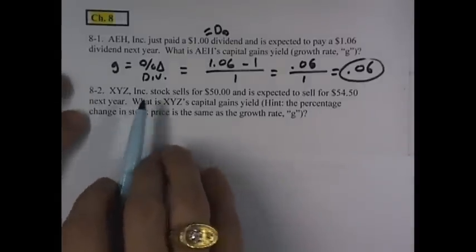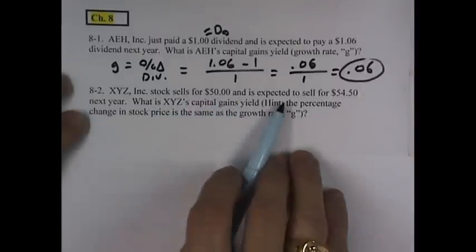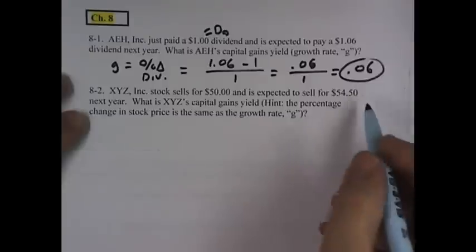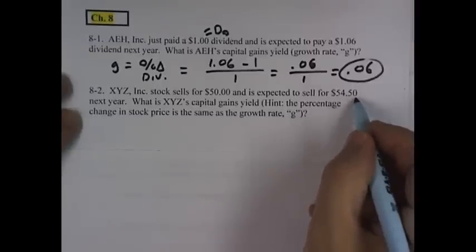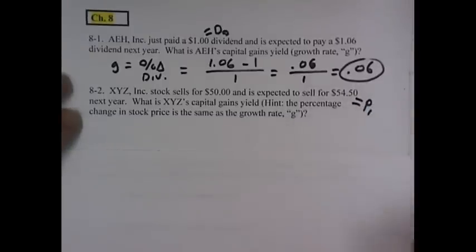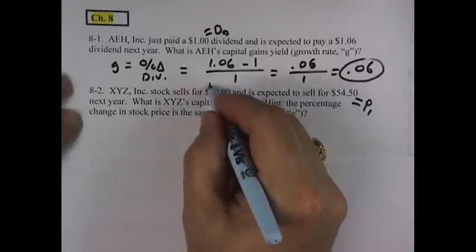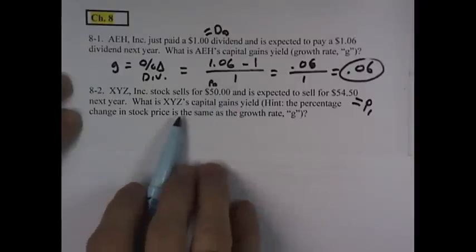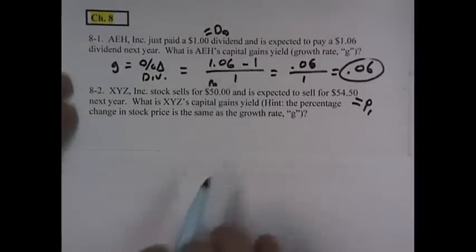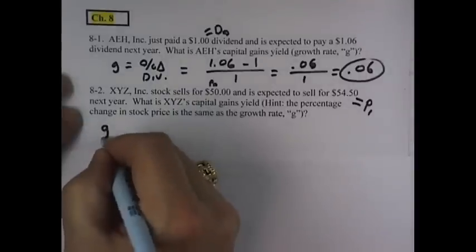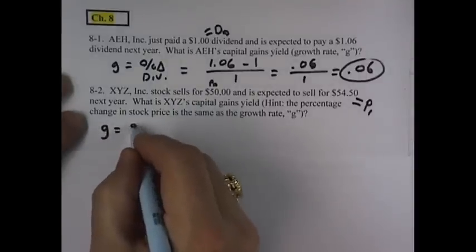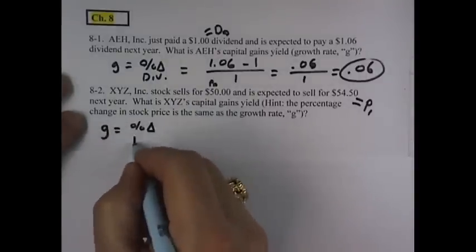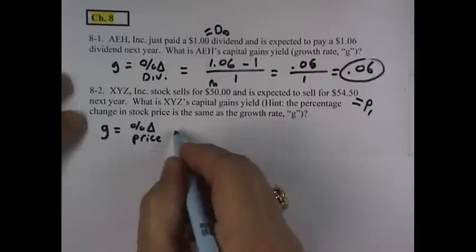8.2 says XYZ Inc. stock sells for $50 and is expected to sell for $54.50 next year. Let's call that P1, and this $50 price is the price today, P0. What is XYZ's capital gains yield, which is the percentage change in the price? It's also the percentage change in the dividend. They are one and the same thing.